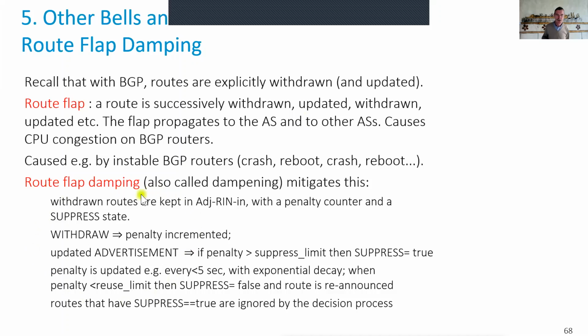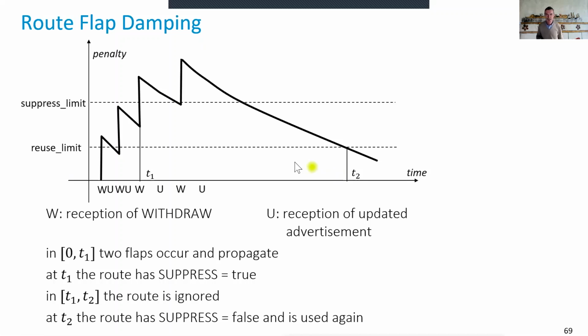So one optimization is to put in some damping, to avoid that this happens a lot. The current solution to that problem is that every route is associated with a penalty. I'm showing here an example. The x-axis is time, and the y-axis is the value of the penalty associated with a route. Every route that's in the RIB-in is associated with a counter called its penalty. Assuming the route is withdrawn here, then updated again, whenever there is a withdrawal followed by an update, the penalty is increased by some fixed amount.